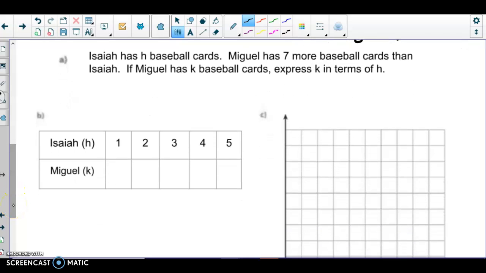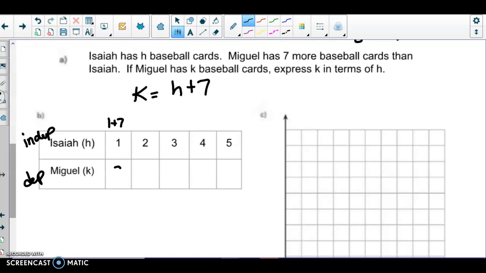Our next problem is about Isaiah and Miguel, okay? It says, Isaiah has H baseball cards, Miguel has 7 more baseball cards than Isaiah. If Miguel has K, how many do we have? We already found this algebraic expression, or this linear equation, I mean. It is K equals H plus 7. Isaiah is independent. Miguel is dependent. So let's see if I plug all of my H's, 1, 2, 3, 4, and 5 into my expression.